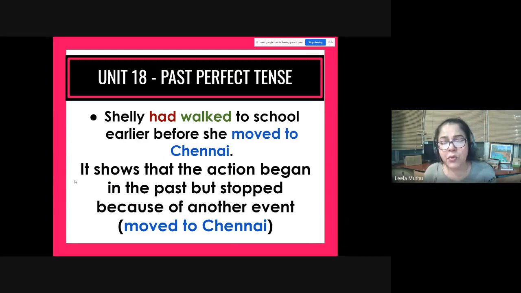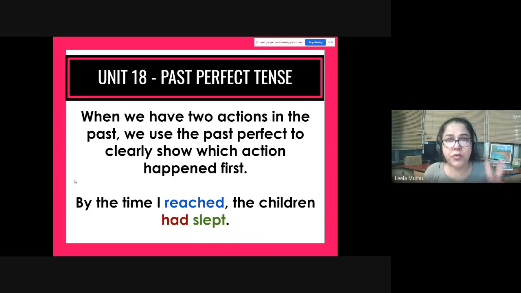So Shelley had walked to school earlier. That's the first action, before she moved to Chennai. Moved is in the past tense. So two actions occurred: had walked to school, moved to Chennai. The past perfect shows you the action which happened earlier. When we have two actions in the past, we use the past perfect to clearly show which action happened first.